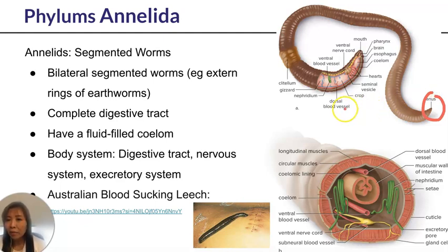They have a fluid-filled coelom, so you can see right here, they have a fluid-filled coelom, so that is that they actually have a body cavity, and they have different body systems. So we're starting to see some hierarchy as we move to Annelida, right? So we're starting to see that they have digestive tract, they have a nervous system, they have an excretory system, and so this is kind of the different evolutionary trends that we're starting to observe as we move in that chart that we were looking at previously.